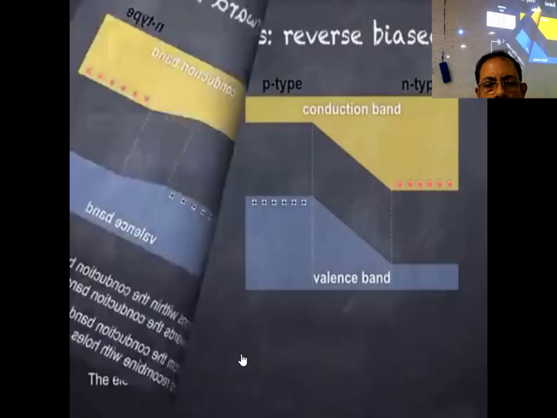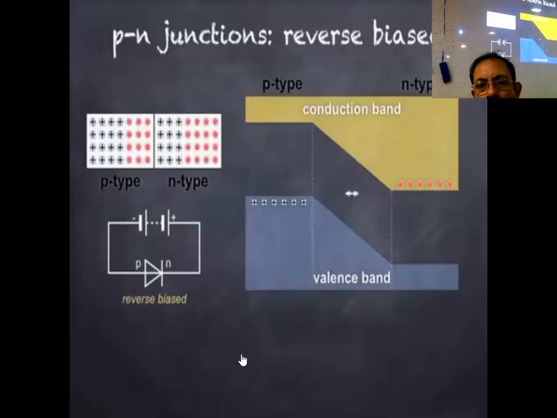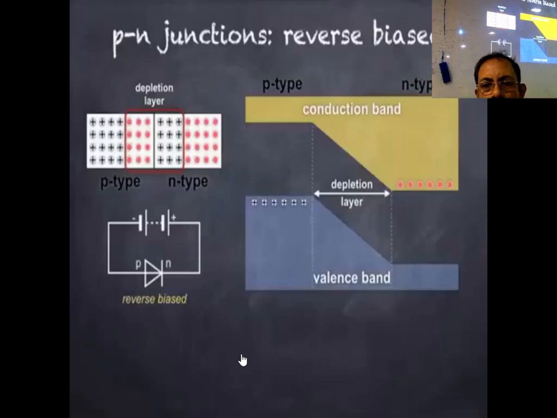To reverse bias the PN junction, we connect the negative terminal of a battery to the P-type side and the positive terminal to the N-type side. This has the effect of widening the depletion layer, and when looking at the energy band model on the right, the slope in the depletion layer is far steeper.